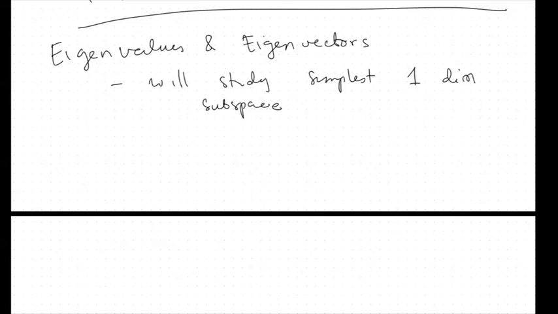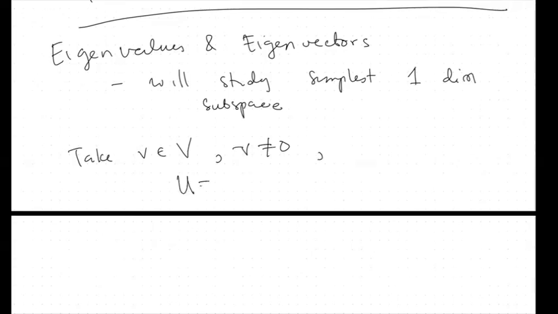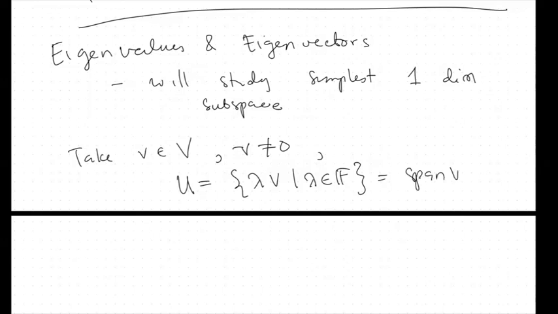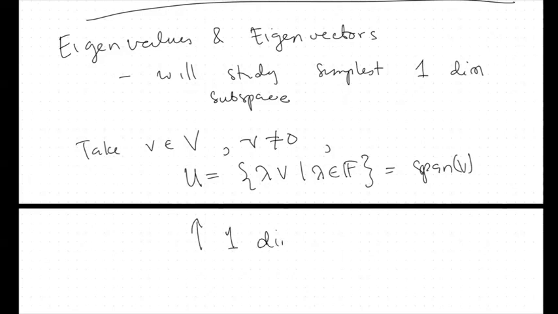Of course, how do you define this? If we get a vector V in the vector space V, of course we don't want it to be zero, we define U as just the span of V. So this is just lambda V, where lambda is in F, or this is just the span of the vector V. Of course, U is one-dimensional because it's just spanned by our vector V.